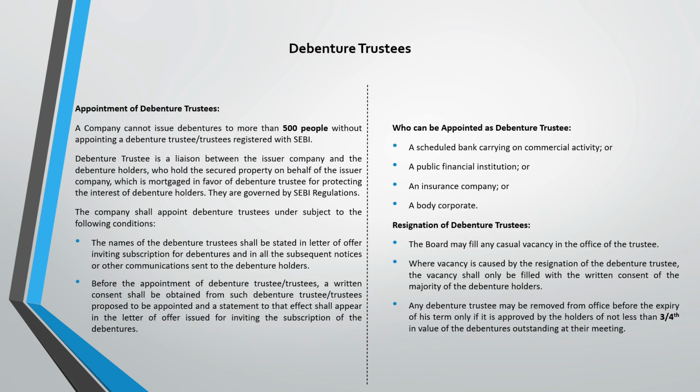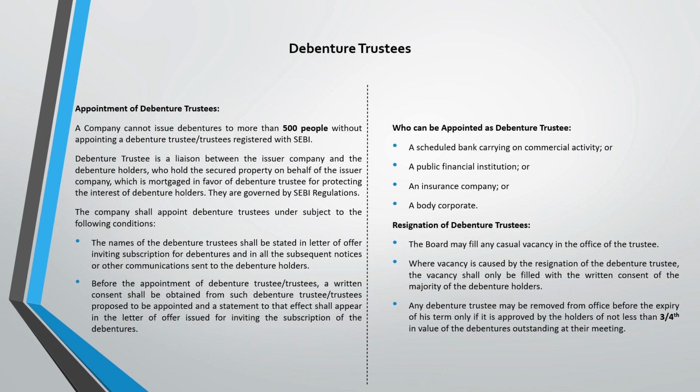So when is it mandatory? A company cannot issue debentures to more than 500 people without appointing a debenture trustee. And the names of those debenture trustees will be mentioned in the letter of offer or the prospectus. And in all the subsequent notices and communications to the debenture holders, the debenture trustees' names need to be mentioned.